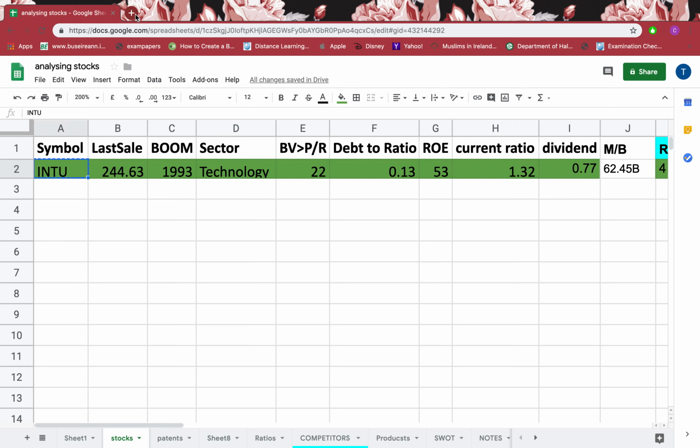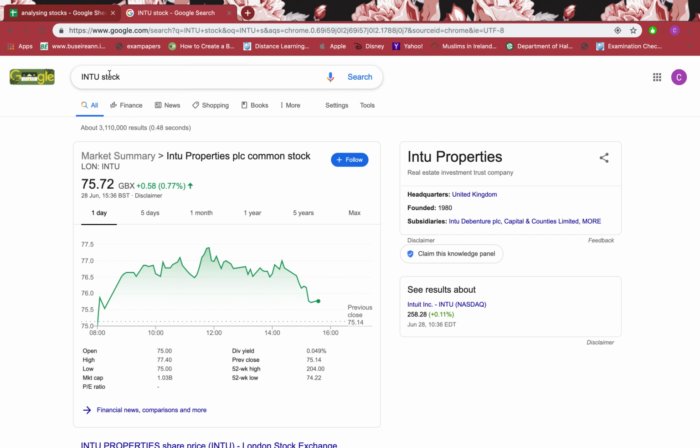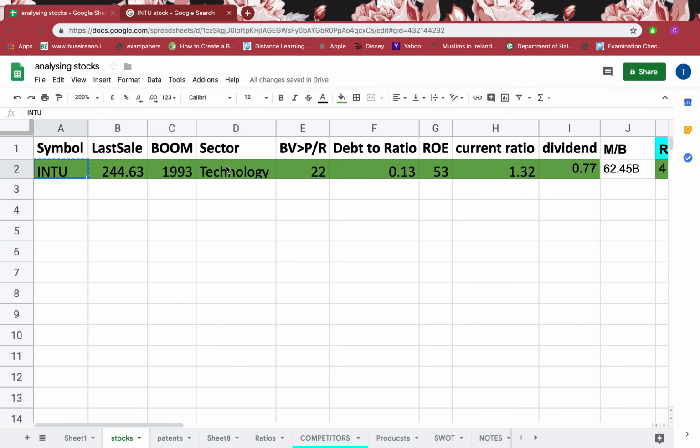If I just copy that, you have to be careful when you're doing that. So, attention to detail. If you write stock, now, if you have a look, it's Into Properties PLC common stock that also has an INTU symbol. That's a real estate investment trust company, but we are looking at the technology sector. So we are looking at technology.